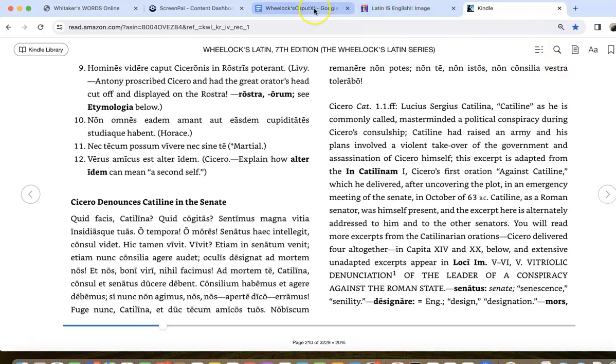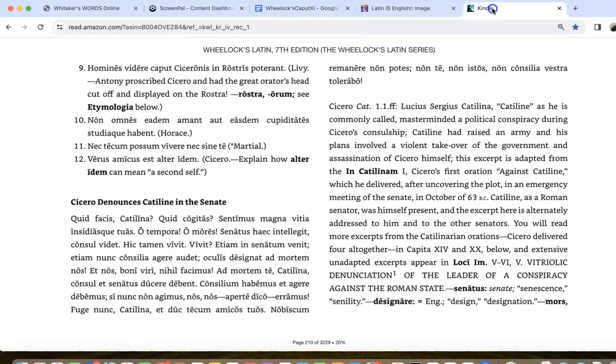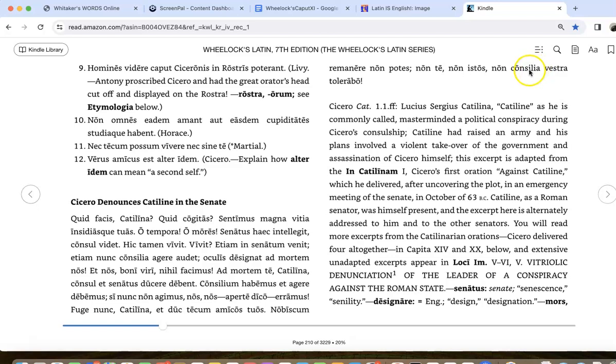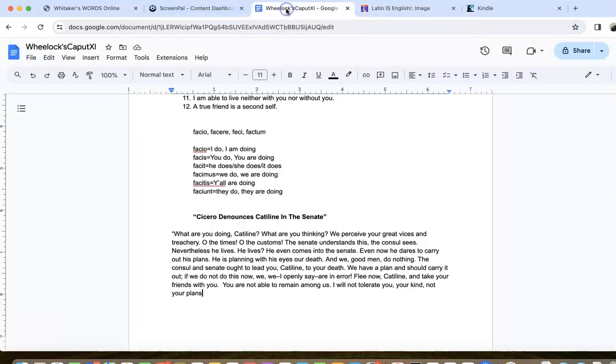So vestra means yours. Not your plans. Because once again, this is second declension accusative plural ending in -a, as you can see, because it's a neuter noun, concilium. So this one is a little bit tricky. I remember doing this several years ago myself for the first time, and it was not the easiest. So just sort of keep that in mind.